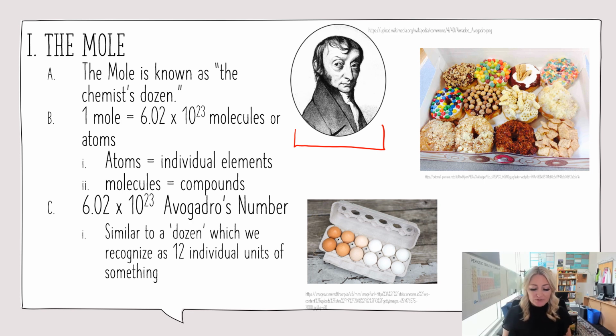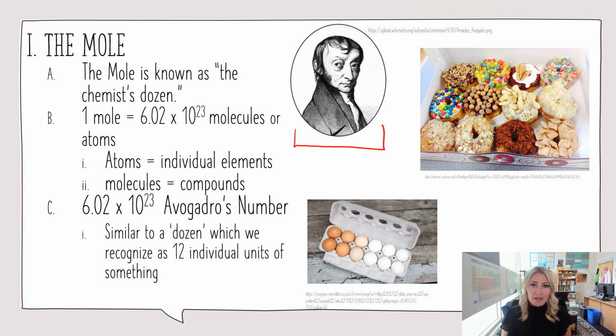And we will also be using the terms atoms and molecules when we use Avogadro's number. Atoms are going to refer to individual elements. So I could say I have 6.02 times 10 to the 23rd atoms of sodium, or I could say I have 6.02 times 10 to the 23rd molecules of sucrose or sugar or something else that's a compound. So when we talk about Avogadro's number, we're referring to a very specific amount of something, a quantity.